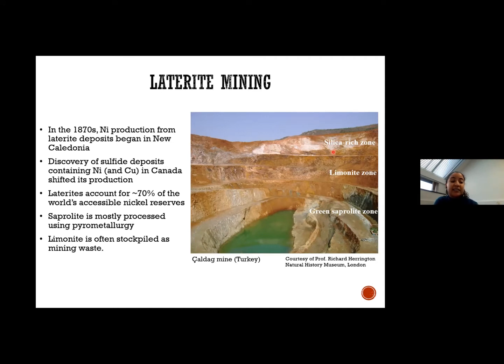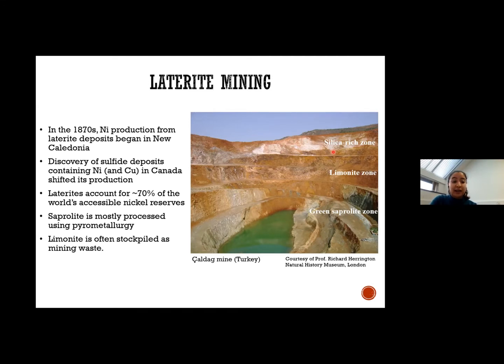Laterite mining started in the 1870s in New Caledonia for nickel production using laterite deposits. However, with the discovery of sulfide deposits containing nickel and copper in Canada, production shifted to sulfide ores. And one of the reasons for that is that laterite processing is highly energy demanding, but not only that, it's also a very complex and very heterogeneous type of ore, and that can make the downstream processing very costly.